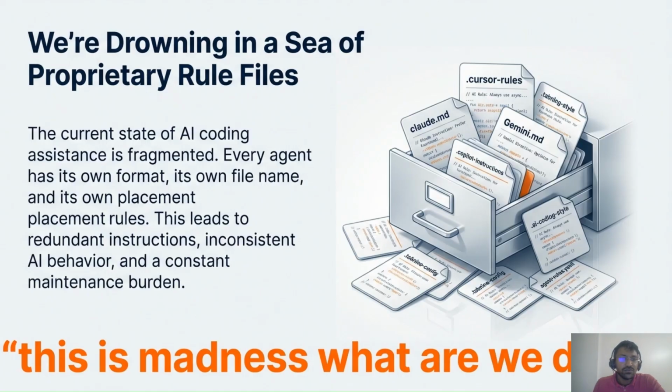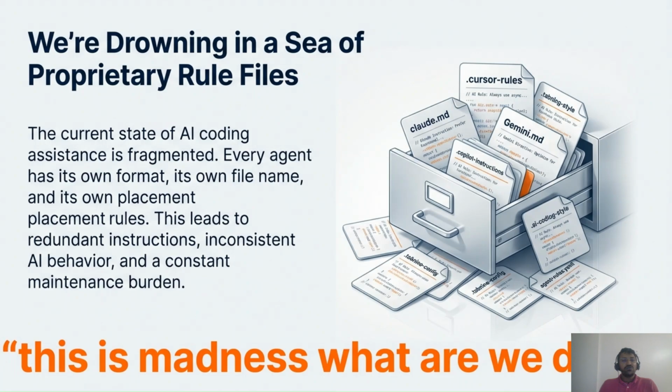Currently we have lots of CLI tools like Claude, Gemini, Open Code, and so on. Earlier, Claude had the Claude.md file to guide the Claude agents, and Gemini had a set of rules for its Gemini agents. So multiple files were created. The current state of AI coding assistants was fragmented: every agent has its own format, own file names, and own placement rules.